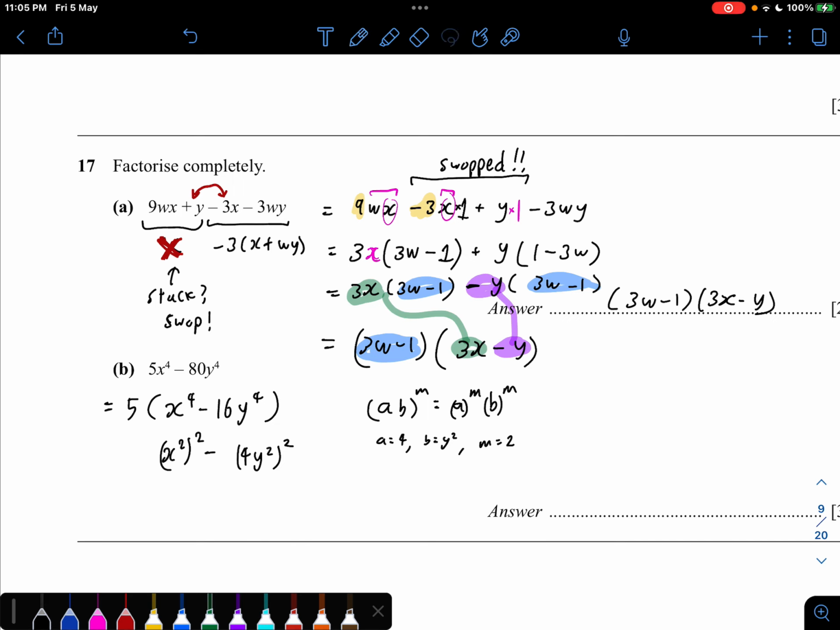Very interesting factorization, and don't forget the brackets here and a 5 in front. Copy down the 5, copy down the bracket in red. This a square minus b square form. You realize you can factorize as a plus b, a minus b, right? So we're gonna do that. Close the bracket in red.